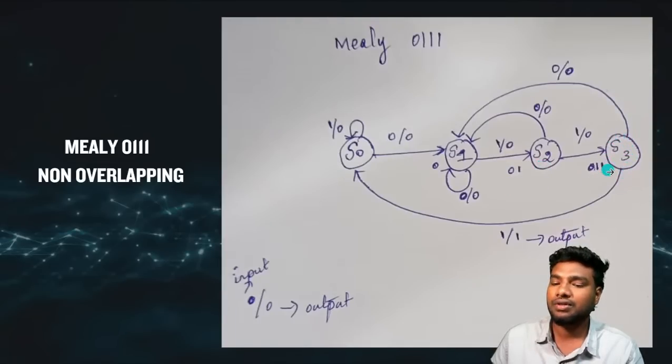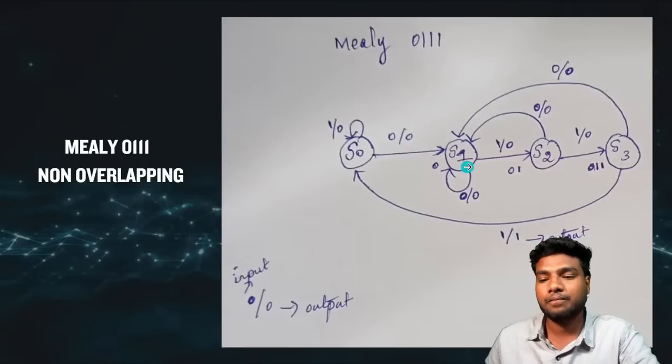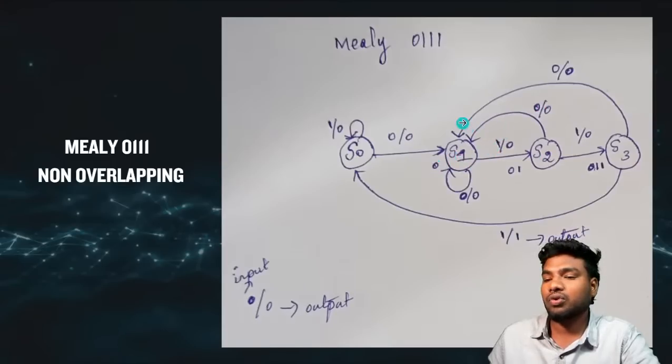If the input in the S3 state is 0, it will move to the S1 state. Why? Because the S1 state stores the 0, that's why it will move to the S1 state.